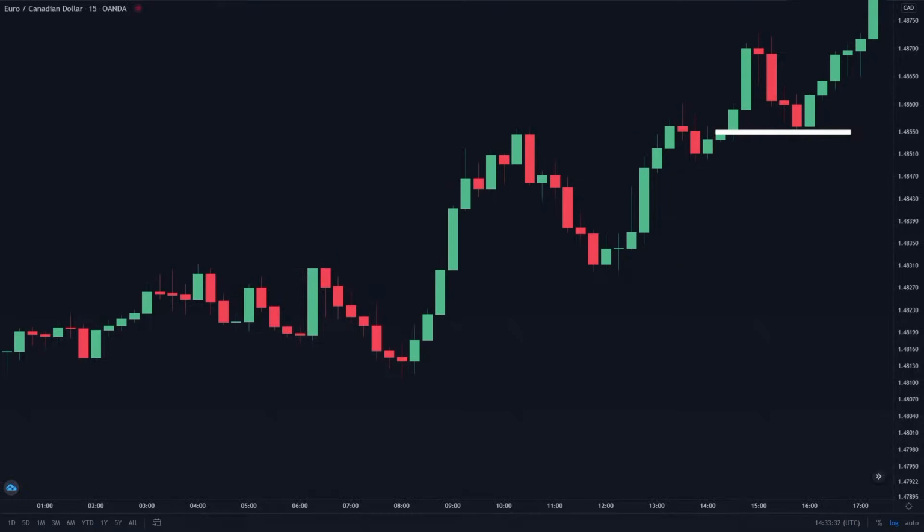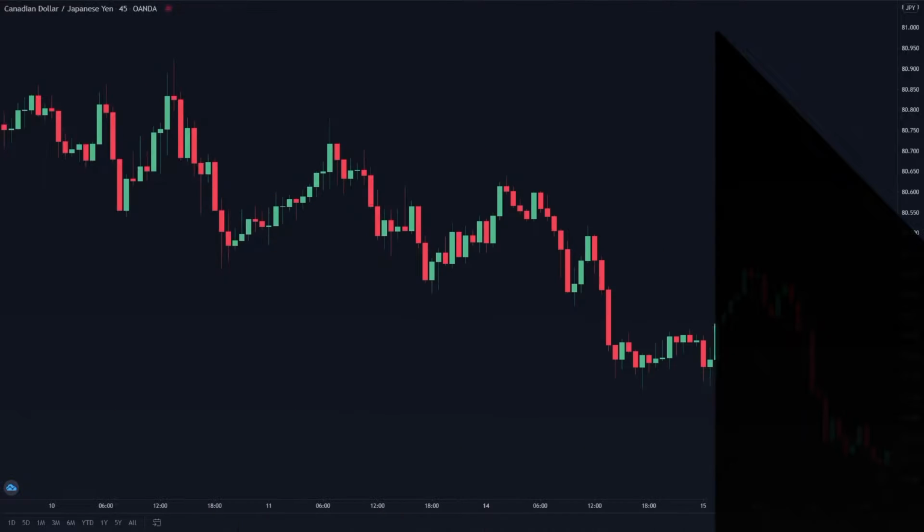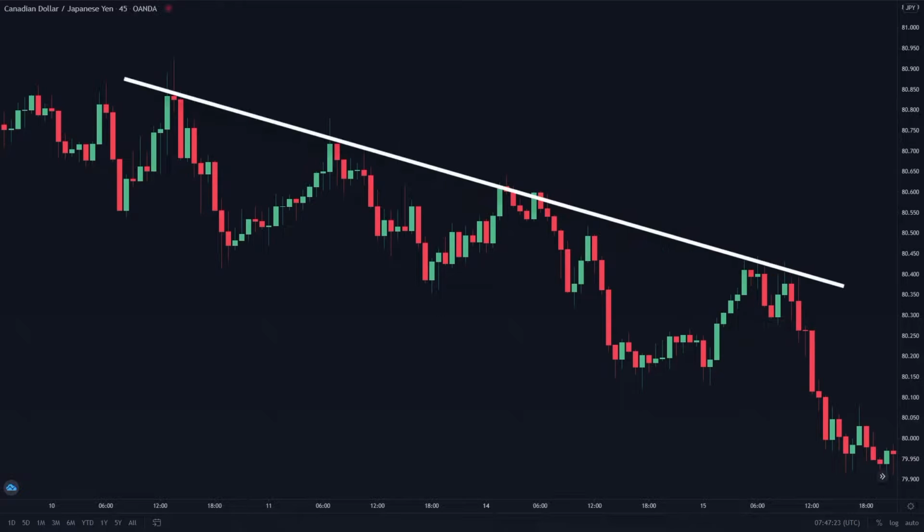Moving on. The next level where the market tends to pull back into is the trend line. So in this chart, we spotted a downtrend, and so we can place a trend line above here because price rejected it multiple times. Now notice that the price made a pullback towards the trend line and went down. So that was an example of the price pulling back towards a trend line.